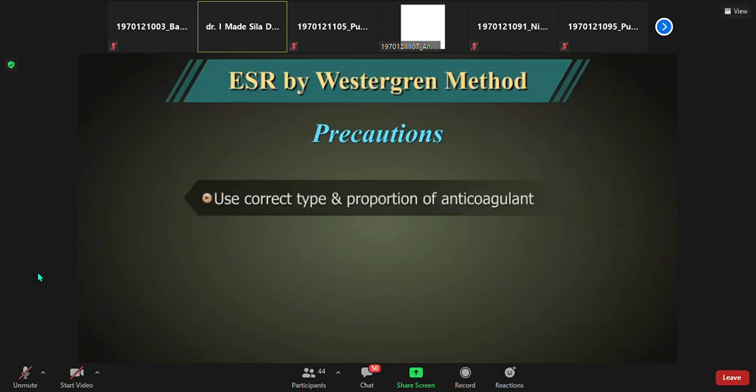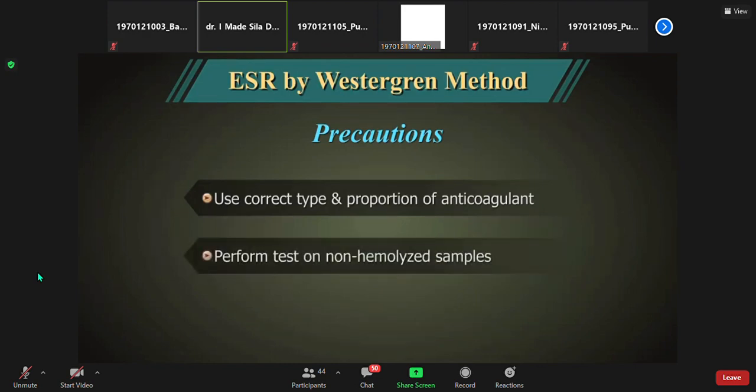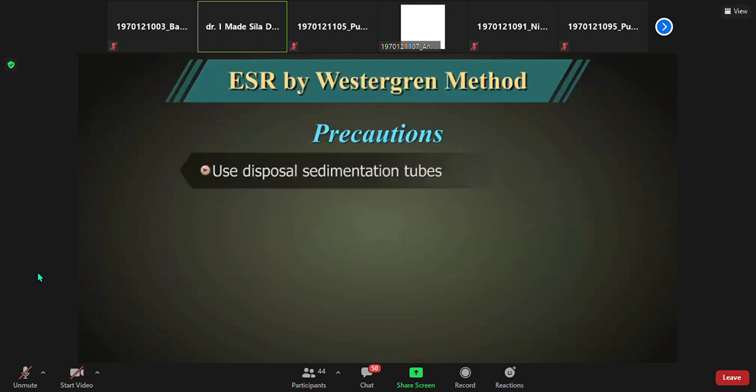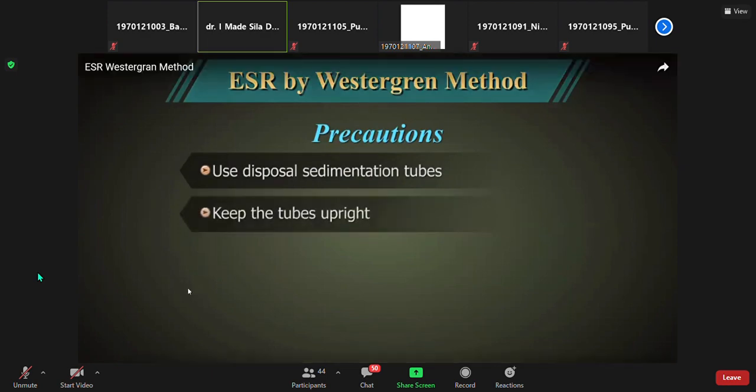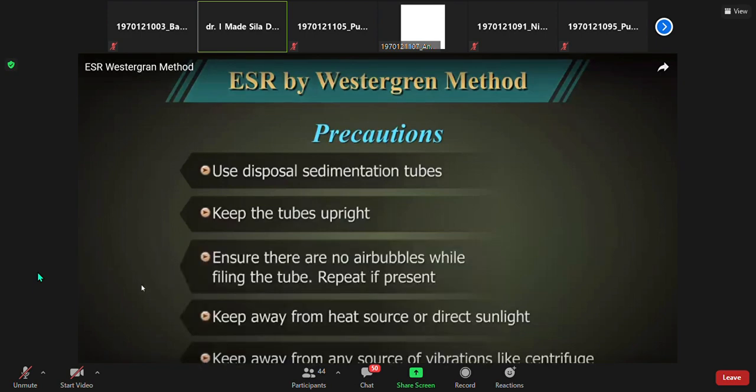Use correct type and proportion of anticoagulant. Incorrect type of anticoagulant such as calcium oxalate can cause shrinkage of RBCs and decrease sedimentation. Only perform tests on non-hemolyzed samples. Use sterile sedimentation tubes. Keep the tubes upright during sedimentation and check for air bubbles. Repeat test if air bubbles are present.